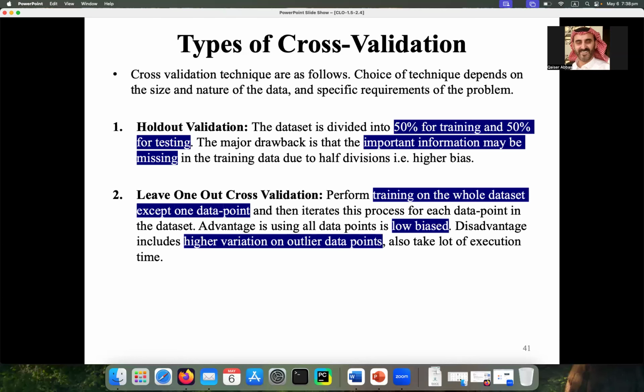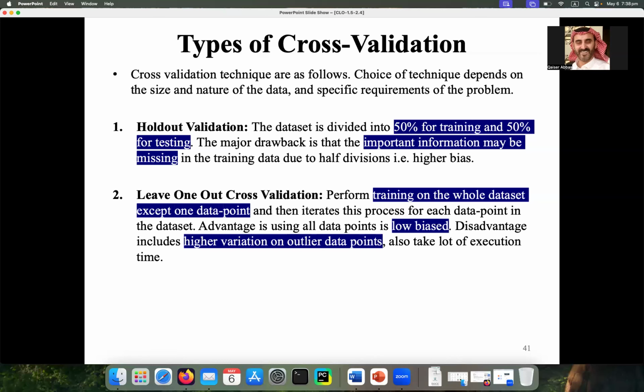And what are the types of it? Normally there are 4 types, you can say 4 divisions. The selection of the type again depends on the size and nature of the data, the problem, or any specific requirement of the problem. But what are the 4 types? Starting with one, holdout validation.